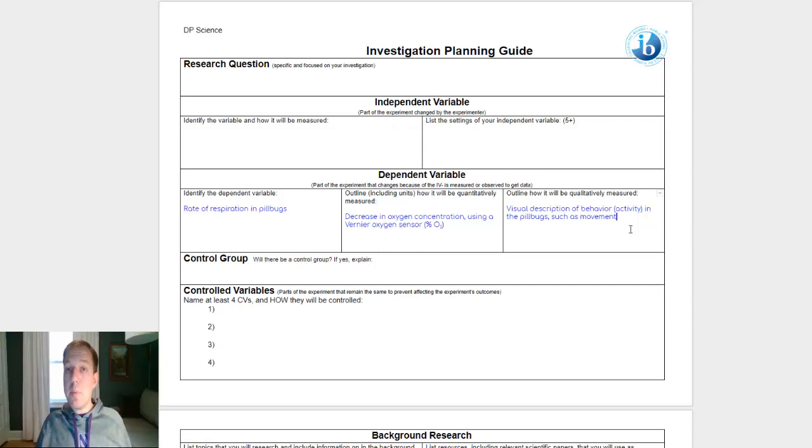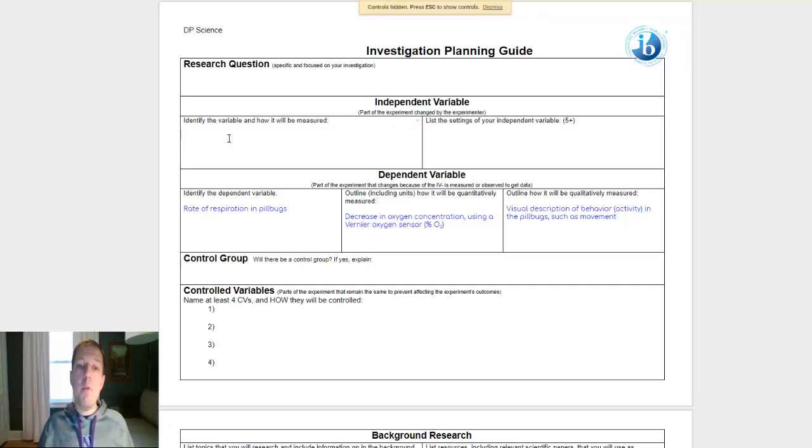Now, one of the things that I can look for in this particular experiment is any change that I can see in the behavior of the pill bugs, because their movement is significant to the amount of energy that they're actually consuming, and the energy that they're consuming, of course, is generated through cell respiration.